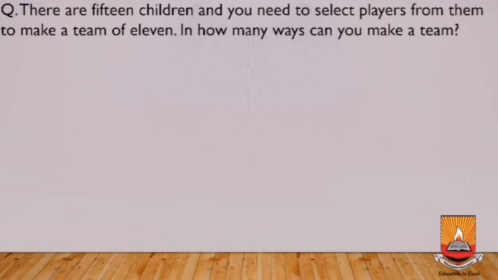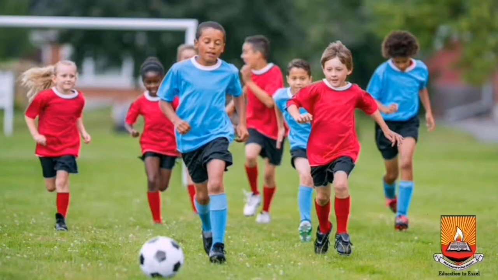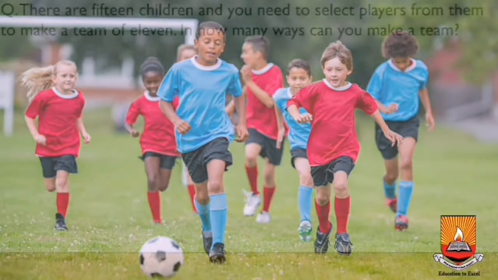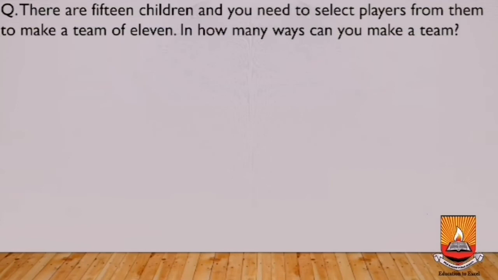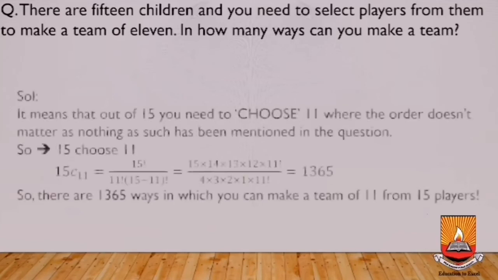Let's go further and solve a question. So there are 15 children in a park and you want to play some game that needs 11 people in one team. So you need to not be partial, and you need to select 11 of these 15 children. So in how many ways can you make a team of 11 if you need to randomly select any 11? Correct. So I need you to pause this video and think over it.